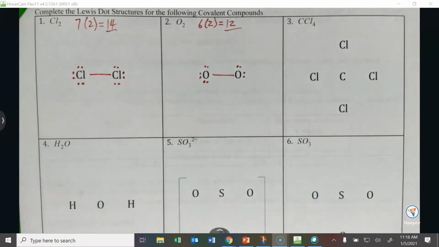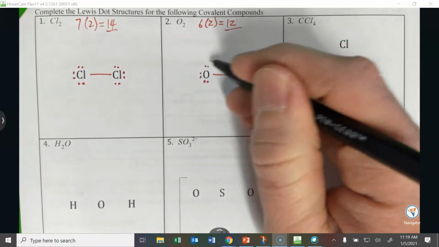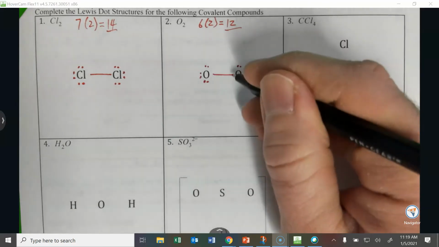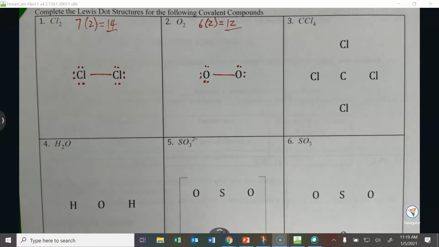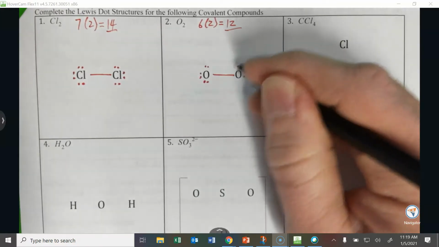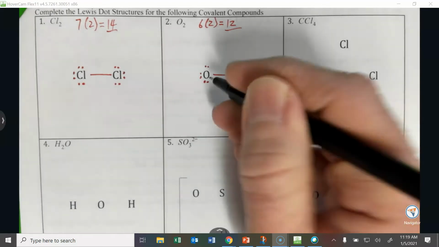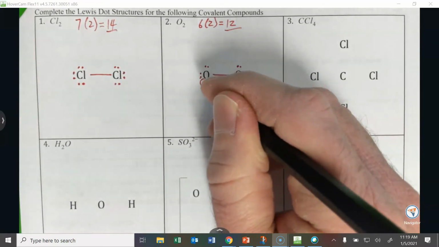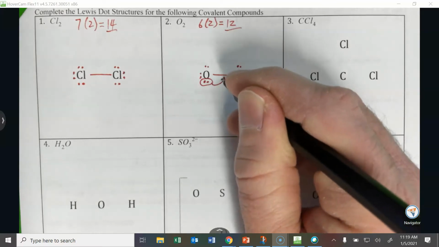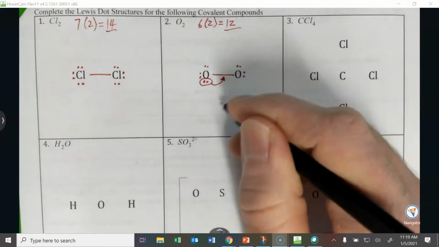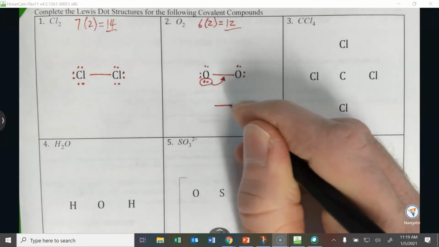Well, we see a problem here because one oxygen has 8 valence electrons around it, but the other one only has 6. So we just took care of the outsiders. We don't have any leftovers, so we move on to the step that says happy. Are they happy? Well, this one is not. So what we can do is borrow a couple electrons from the happy atom and move it down so it can share with the other one. I'm going to redraw this structure to show what I've got.